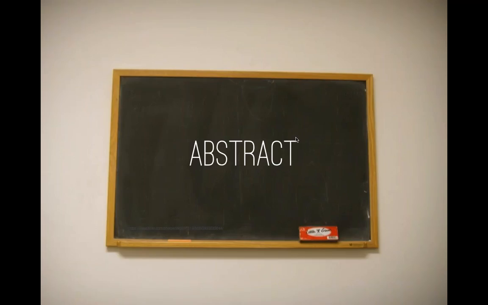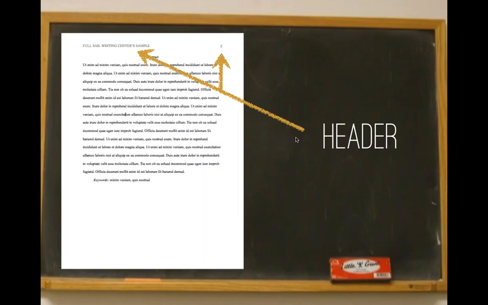The next thing that you'll have in your paper is an abstract. Although I will say not every paper requires an abstract. Abstracts are usually only included with longer research papers such as thesis papers. When required, the abstract is a brief summary of the paper that immediately follows the title page. And it looks like this.